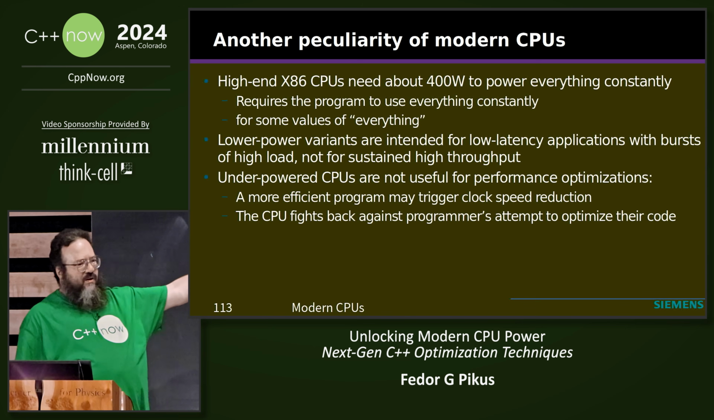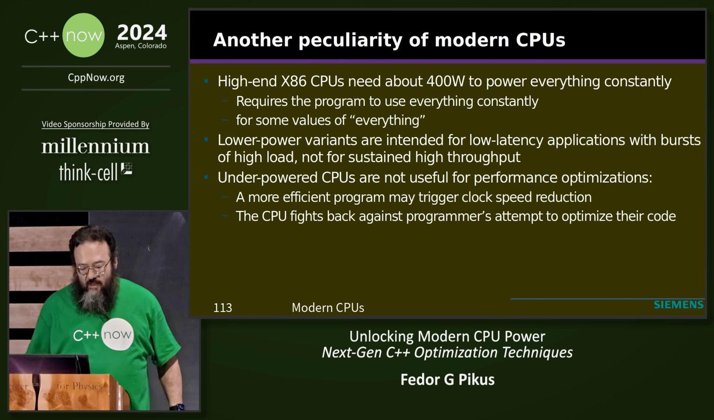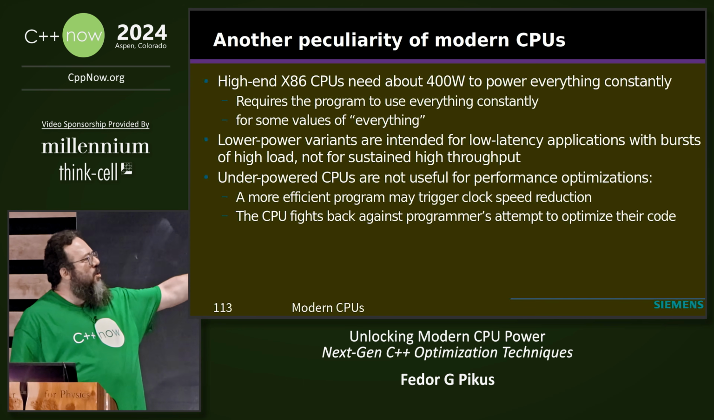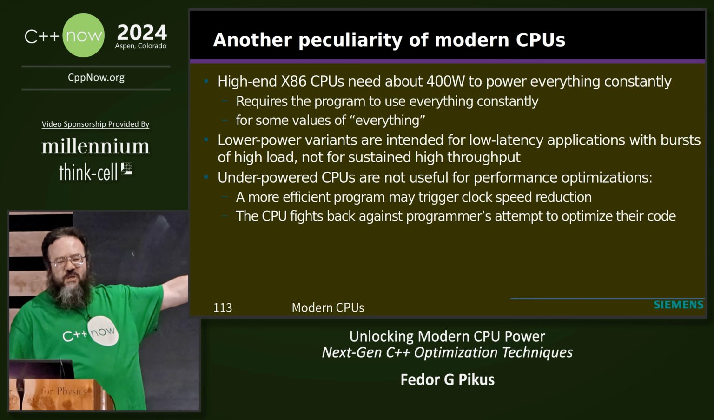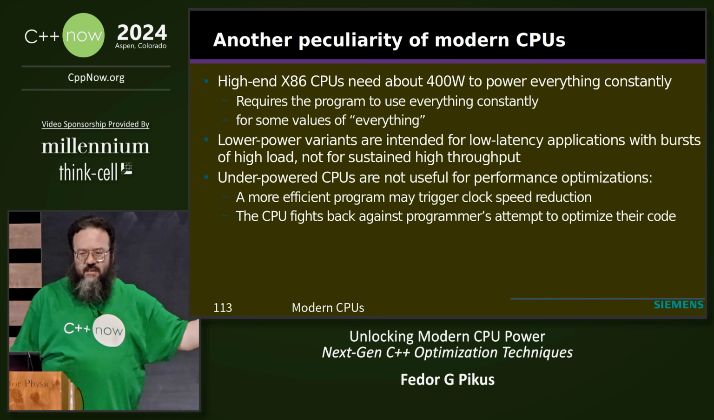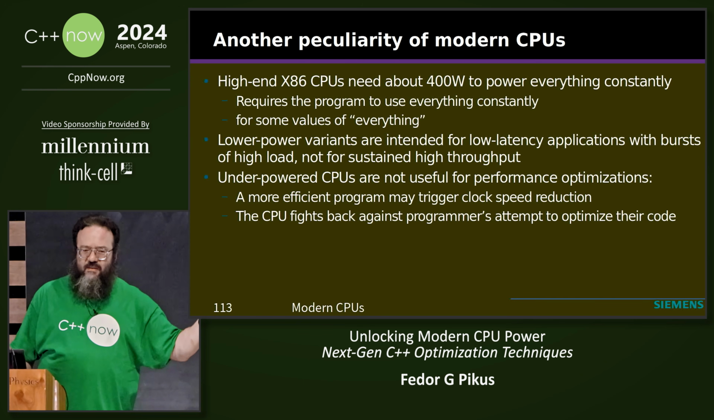We're sitting on this pile of stuff that, it gets worse. You optimize your code to make it more efficient. The processor fights back because it lowers the core speed, the core clock.